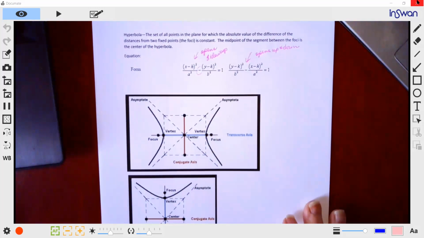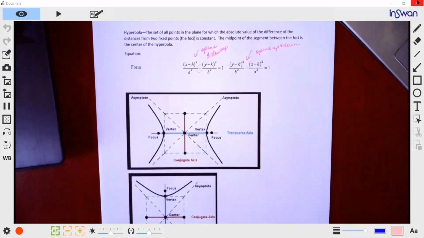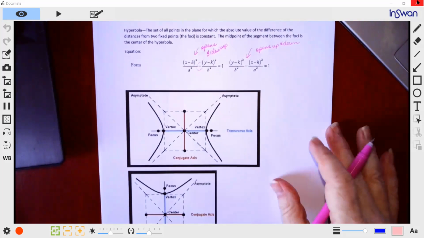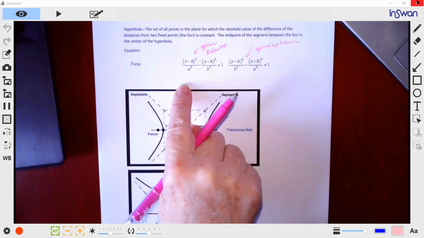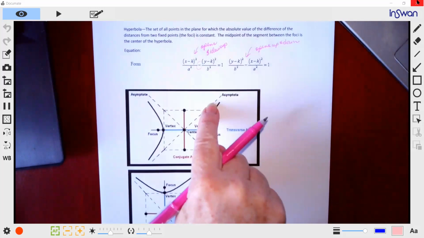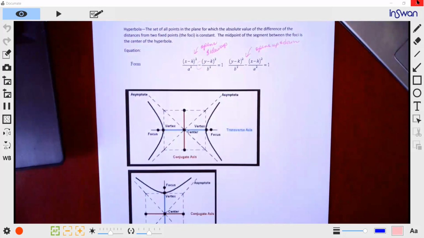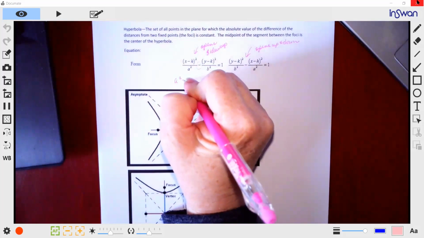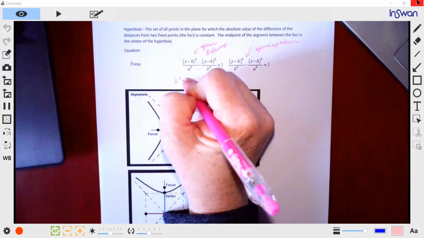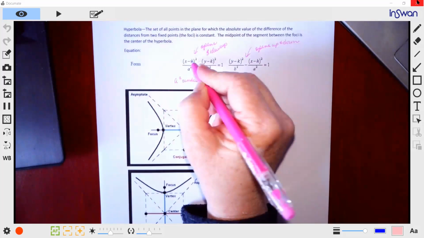Okay. Now, for an ellipse, A always had to be bigger than or equal to B. There's no such constraint between A and B on a hyperbola. A may be bigger than B, less than B, or equal to B. The way you determine which one's A and which one's B is which one's positive. A squared is the denominator under the positive squared term.